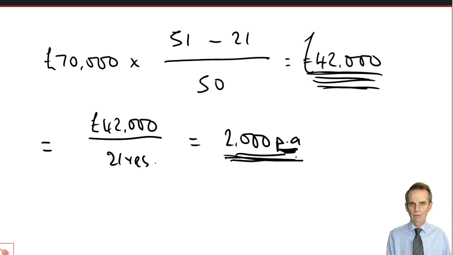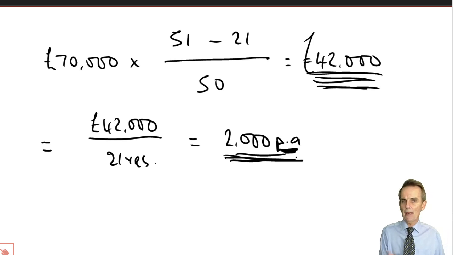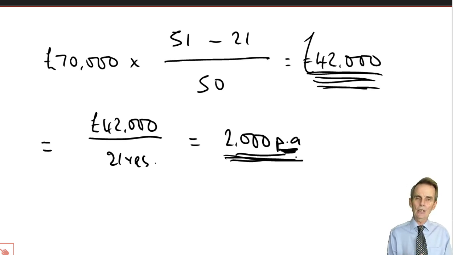produced accounts to 31st of December, then the amount of the lease period in the accounting year ended the 31st of December 2021 would be from the 1st of July 21, when the lease was granted, the start of the lease, through to the 31st of December 21, the end of the accounting period. Now that is only a period of 6 months.